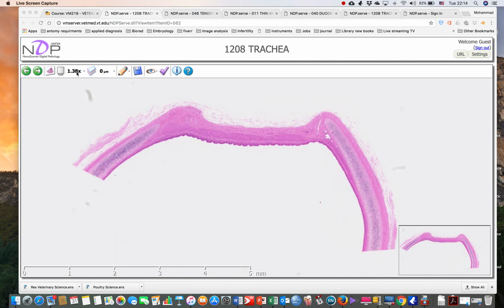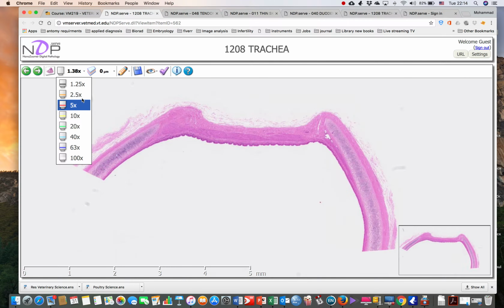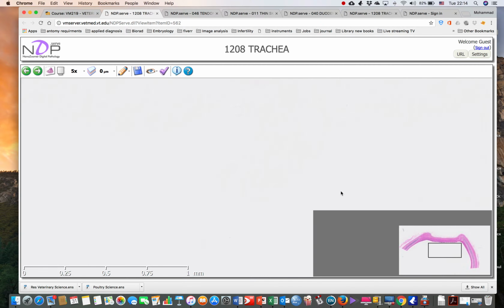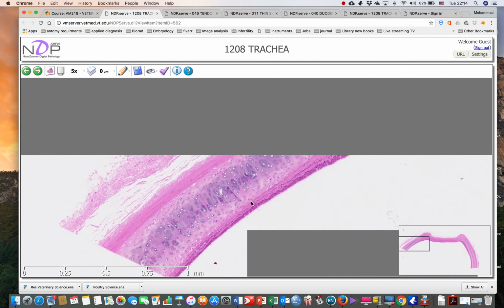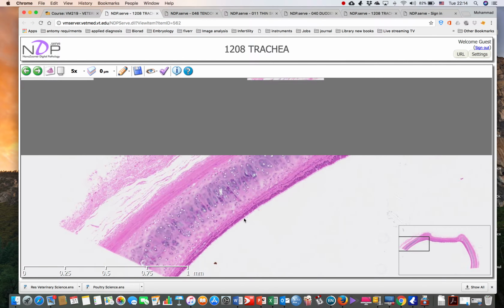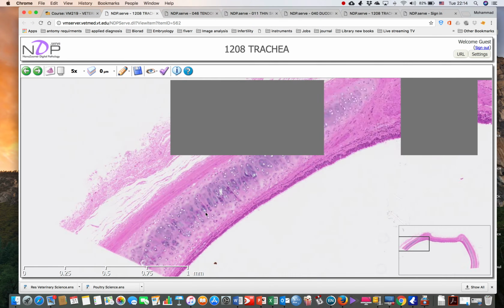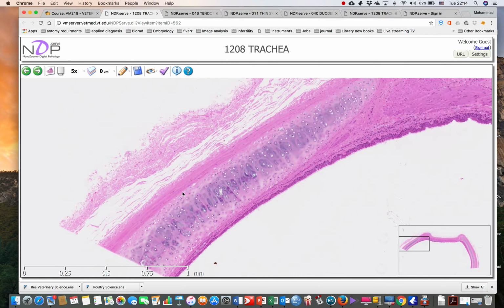I'm interested in this slide at this area here, which is the hyaline cartilage. You can see here, this is the area of the epithelium. Then we have the trachea, and the area here and the area here, it's called the perichondrium. Two layers, inner cellular and outer fibrous.